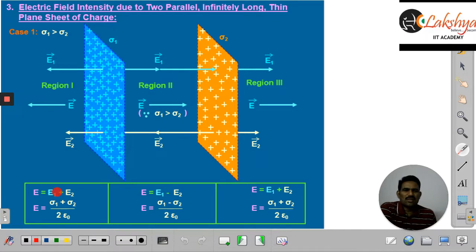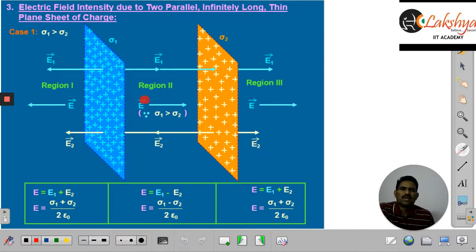That E value we can write as E1 is sigma 1 by 2 epsilon naught plus E2 is sigma 2 by 2 epsilon naught. So the resultant electric field here is sigma 1 plus sigma 2 by 2 epsilon naught.